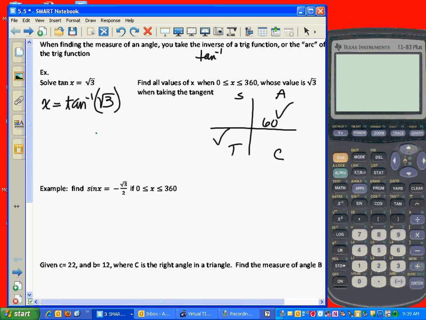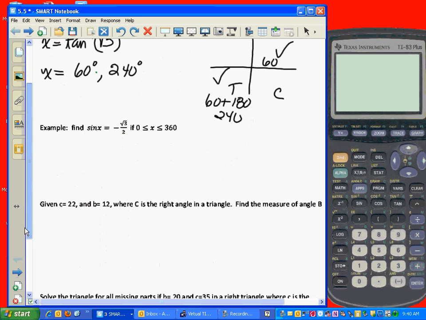Well, its reference angle is 60. If the reference angle is 60, what do we do in this quadrant? We're going to take it with respect to 180. So it's 60 plus 180, so 240. So x then is equal to a 60-degree angle and a 240-degree angle. And get rid of this equal sign here. I don't want the equal underneath the 360, because otherwise I'm replicating that value, because 0 and 360 are going to have the same value. Does that make sense?